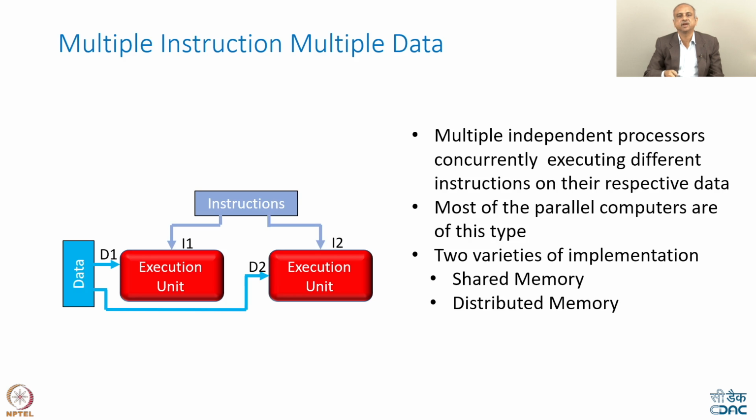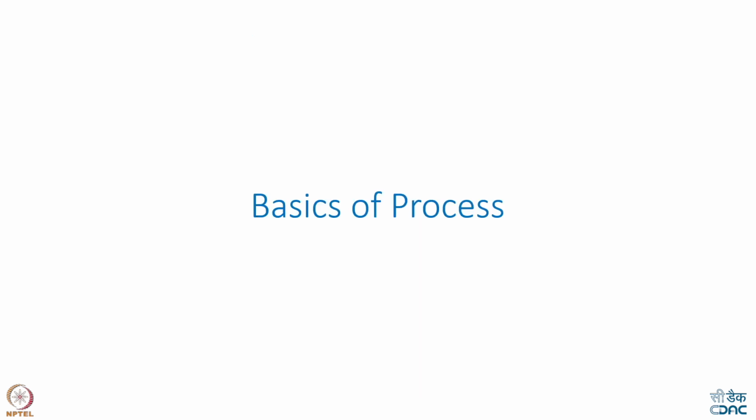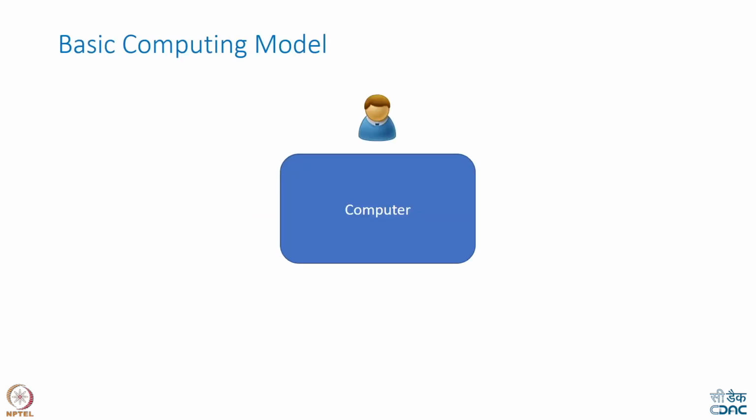So, here we have studied 4 varieties of computing architectures as classified by Flynn. Now, these architectures are going to run different types of processes. So, let us first understand again how this works.